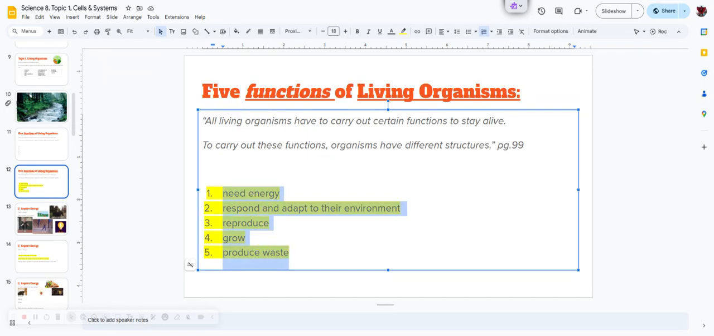It is not alive. Whereas, say, a tree. Trees need energy. They get it from the sun through photosynthesis. They do respond and adapt to their environment. A tree would grow.